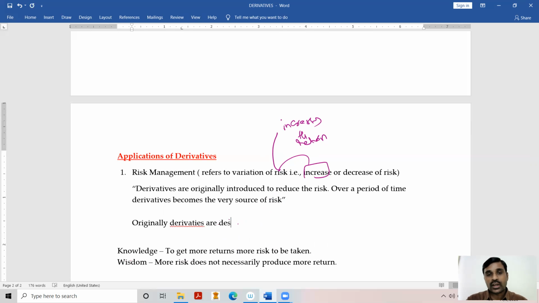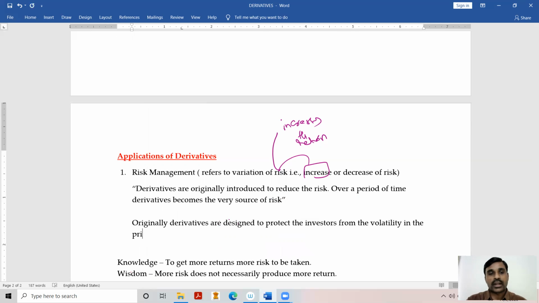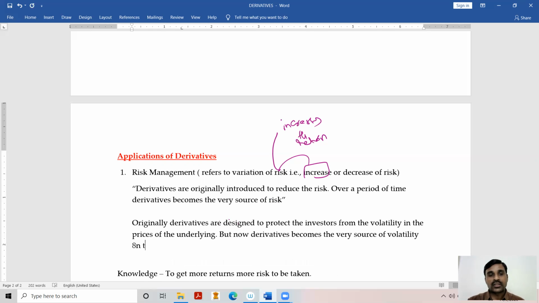Originally, derivatives were designed to protect investors from the volatility in the prices of the underlying markets. But now derivatives have become the very source of volatility in the price of the underlying market.